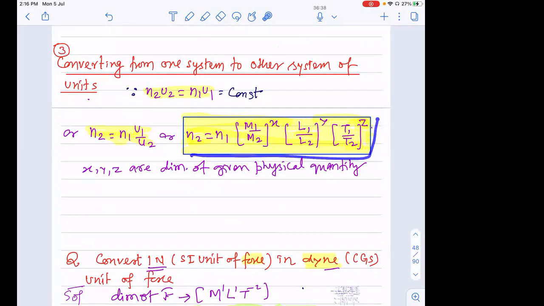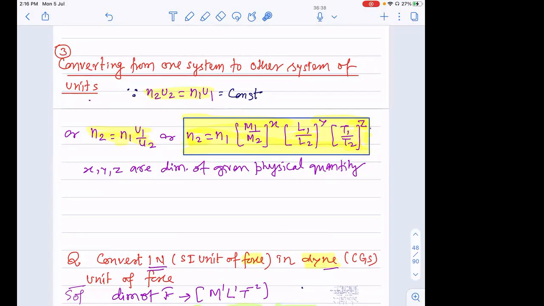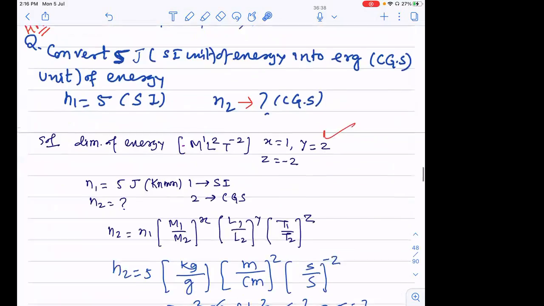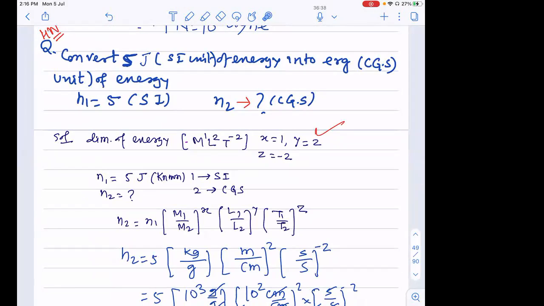So this is the formula for that. And 2 we have to unknown जो निकालना है, and 1 is the known value in one system of unit. And here will be 1 subscript, mass, length, and time. And x, y, z. This is the formula. X, y, z क्या है इसमें बोलो? They are the dimensions of given physical quantity. For example, question ये था. This was the question in homework. Convert 5 joule, which is SI system of energy, into ergs, that is CGS unit of energy.